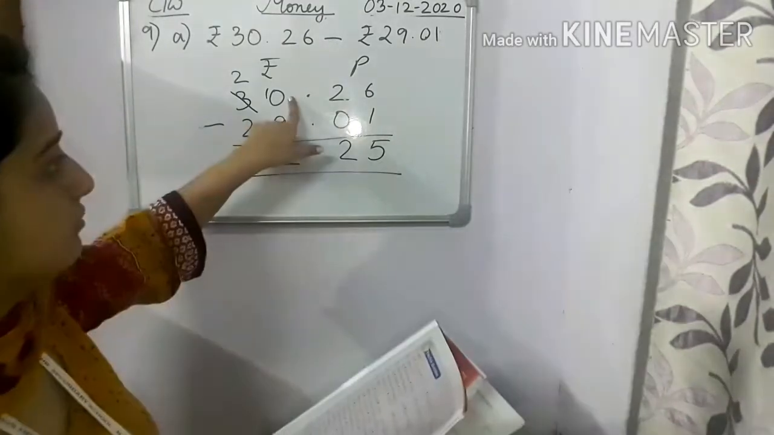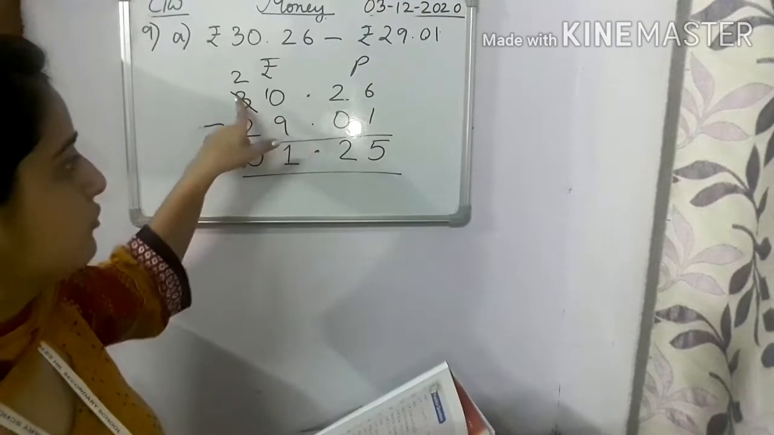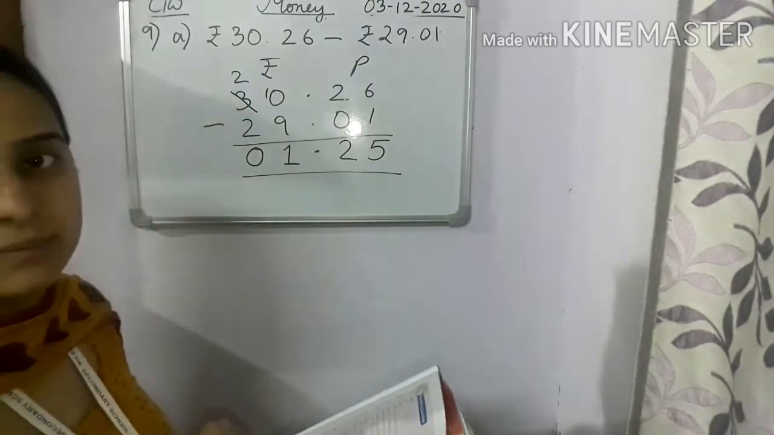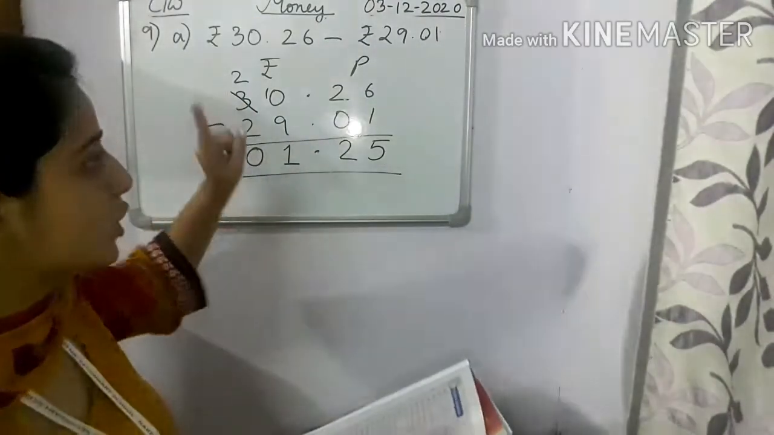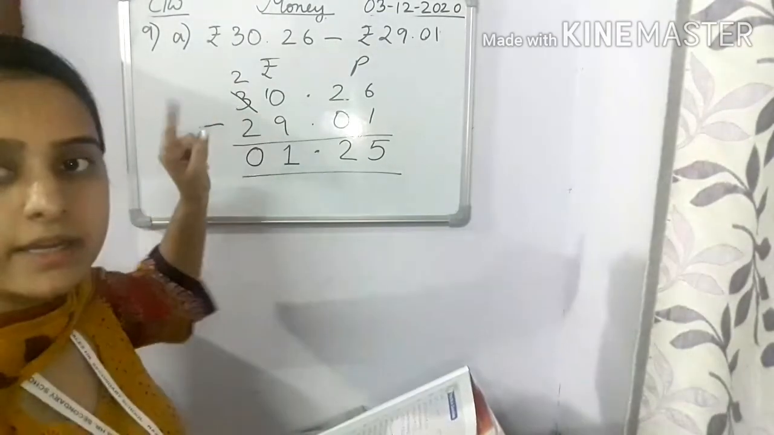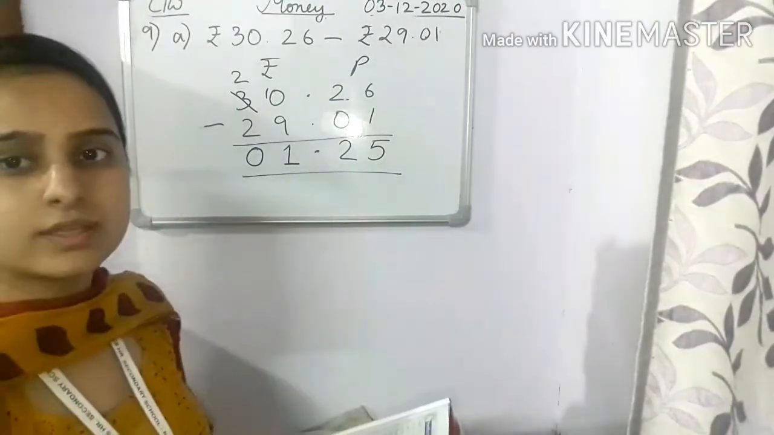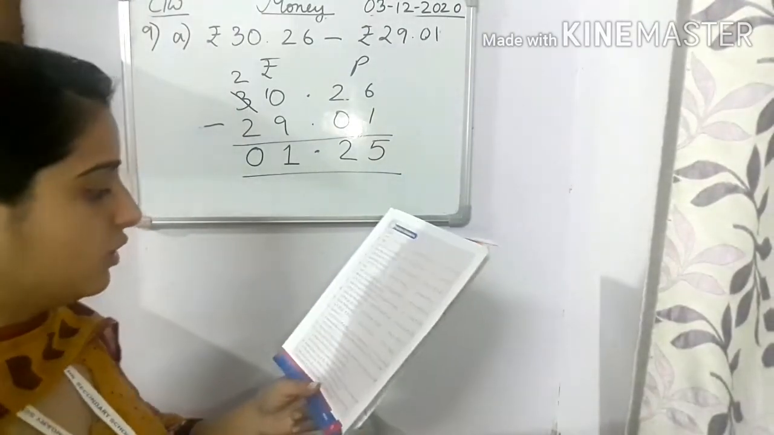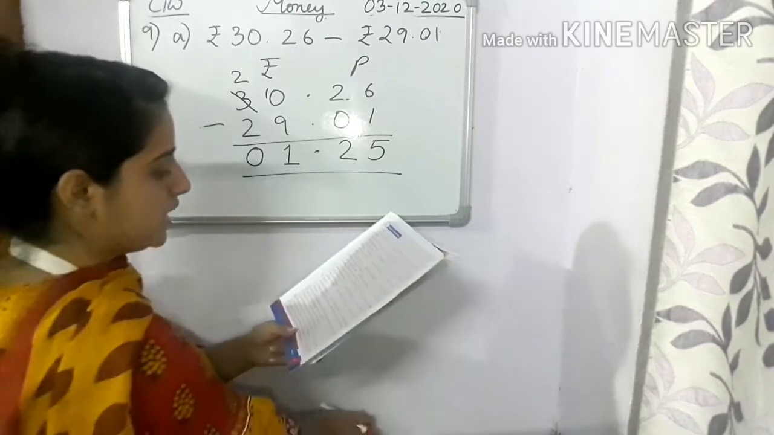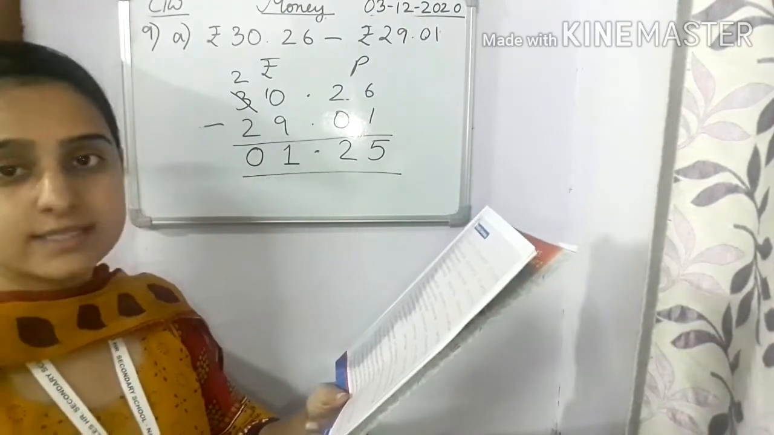So when the number is smaller, children, what do we do? We borrow from the neighbor. And when we borrow 1 from the neighbor, the value of that neighbor reduces by 1. 3 will become 2. Is it clear? Okay. Let's move to the next question, number 10, which is also the same as 9.